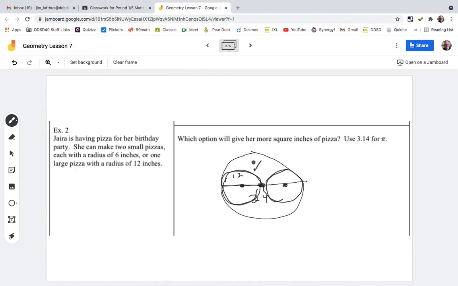And we'd have all this extra pizza on the large one. There we go. So, which option gives her more square inches of pizza? The one large pizza. Now, if you did the computation, that's fine.